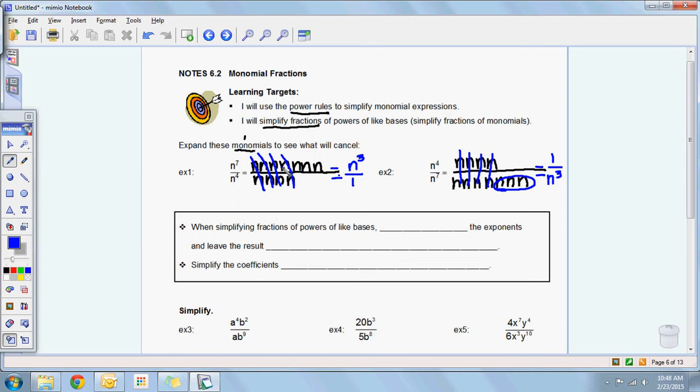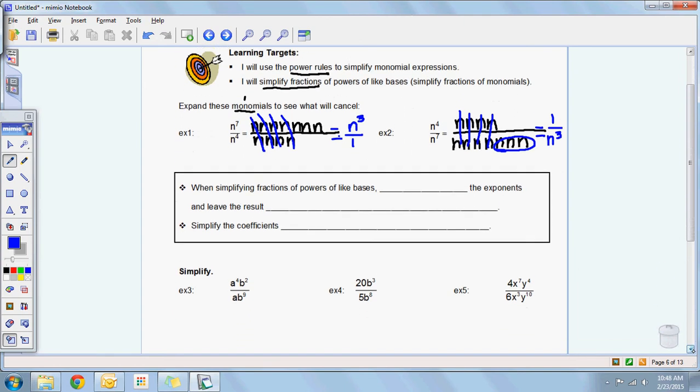You can list out or expand all of your variables and then figure out what's left over after you cancel out the similarities. That's the long method. I'm not going to lie, some of these are going to get pretty involved, but if you are having a hard time with this section, go back to the visual method. Okay, that's how you simplify monomial fractions. But there is a shortcut way.